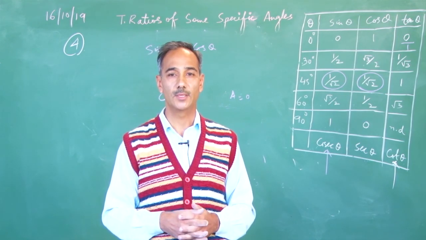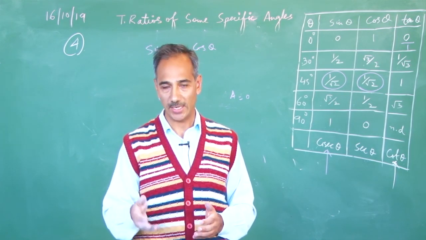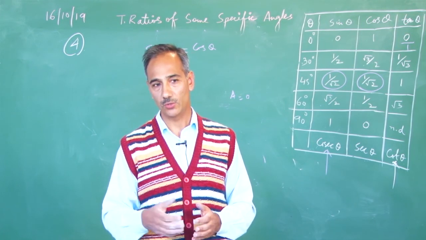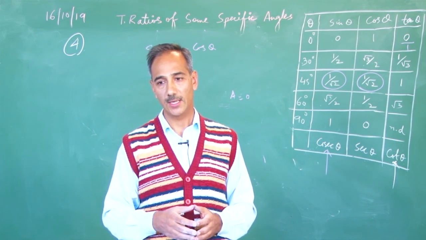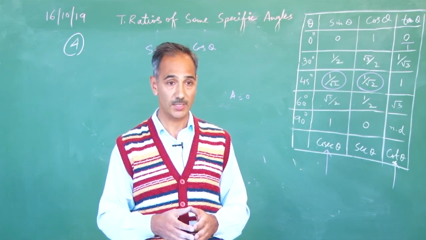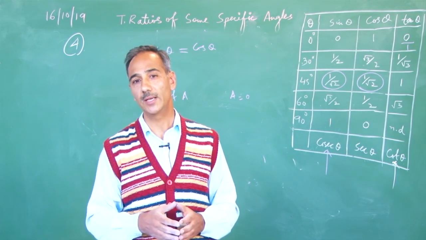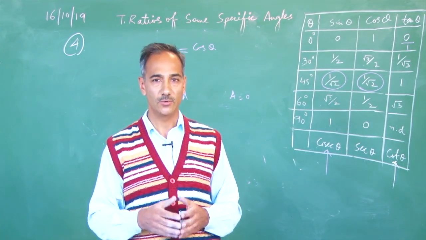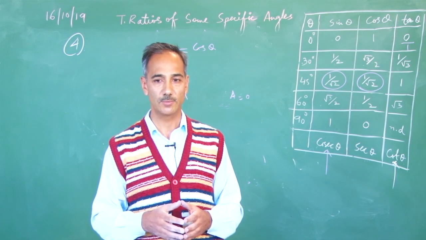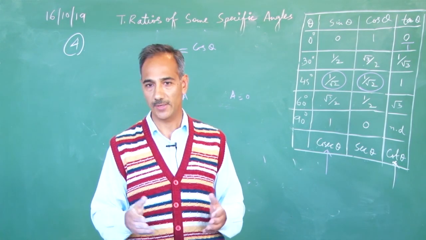I'll be taking up the T ratios for complementary angles. I think one more video is required for that. And at the end we have T identities, trigonometric identities. Many questions are being asked from trigonometric identities. We need, I think, 2 videos for trigonometric identities because there's a lot of variety.